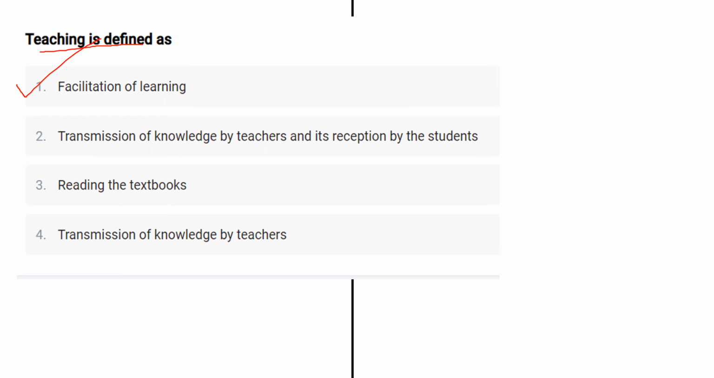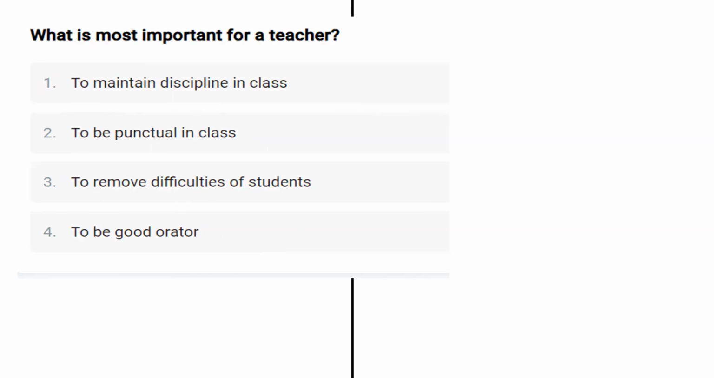Teaching is defined as facilitation of learning. What is the most important for the teacher? So in this question they ask you which is the most important for a teacher. For this question the first option is to maintain discipline in the class. Second one is to be punctual in the class. Third one is to remove the difficulties of the students. And the last one is to be a good orator.